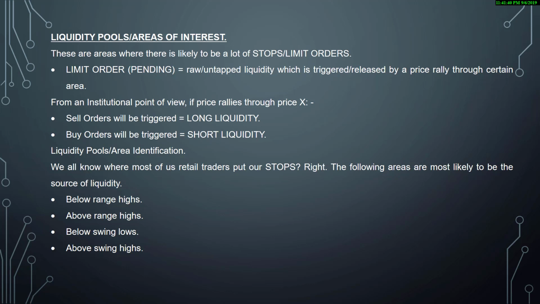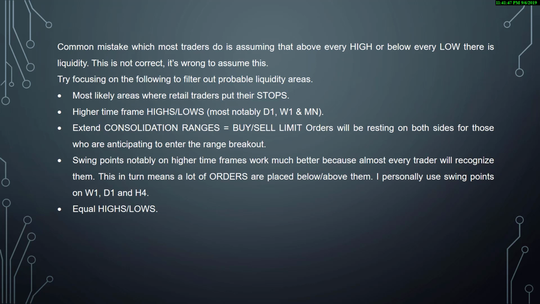So now we are going to talk about some mistakes that traders do make when they are trading with supply and demand, looking at liquidity pools. There's a common mistake which most traders make, which is assuming that above every high or below every low there's a liquidity pool, right? That is not correct. It's wrong to assume this. So not every swing high or swing low, not every range high or range low is a liquidity pool.